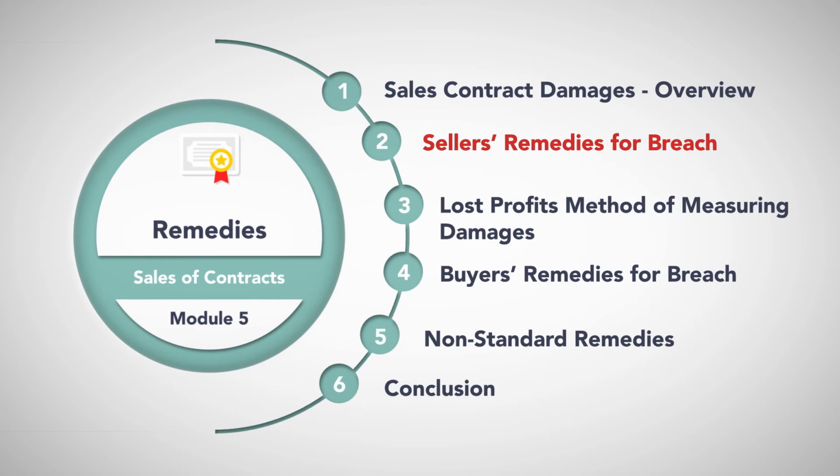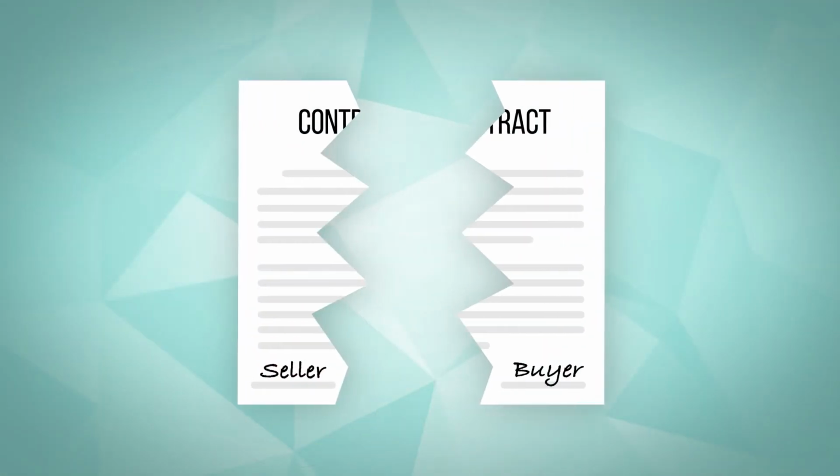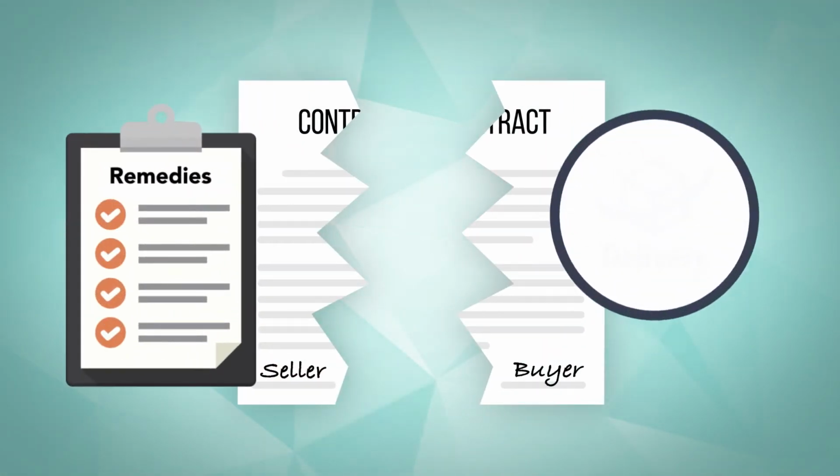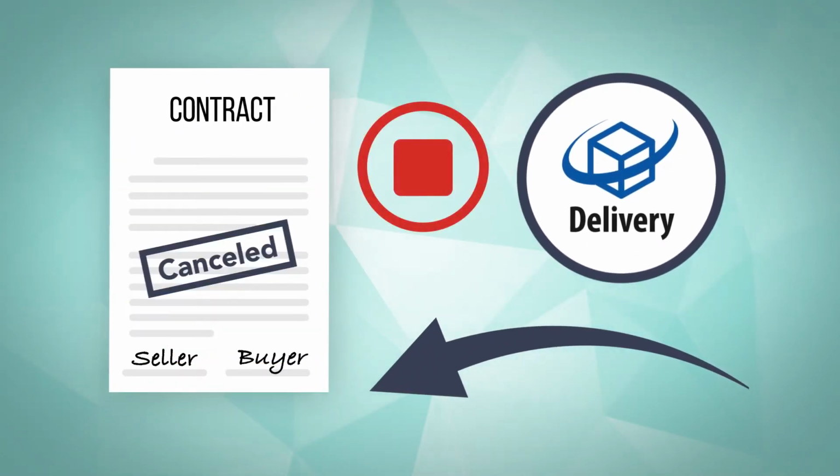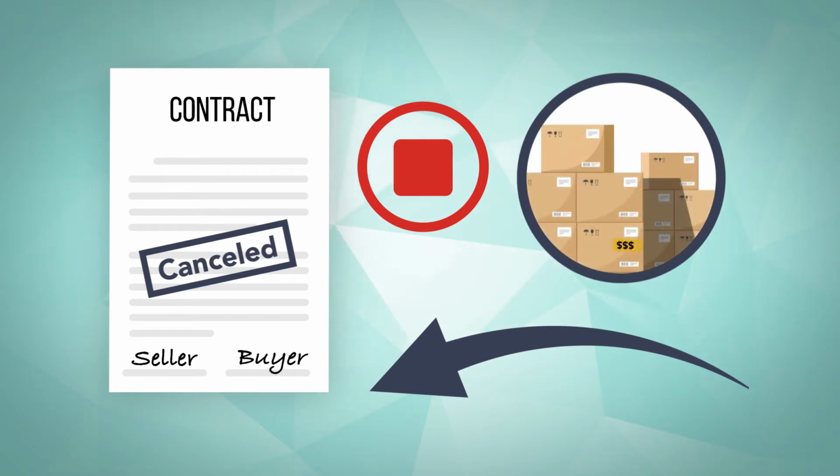Seller's remedies for breach. Upon the buyer's breach, the seller has different remedies available depending on the delivery status of the goods. Prior to delivery, the seller can cancel the contract and stop delivery. The seller may then resell the goods.